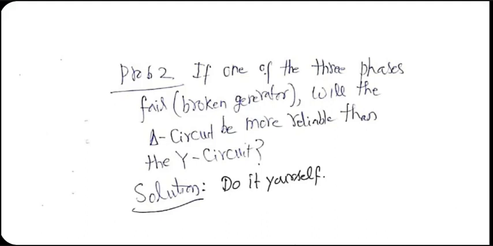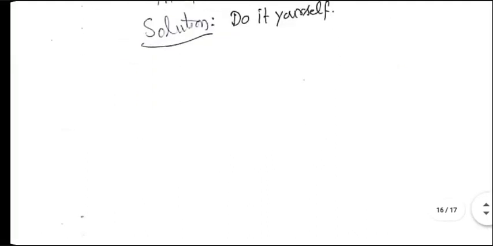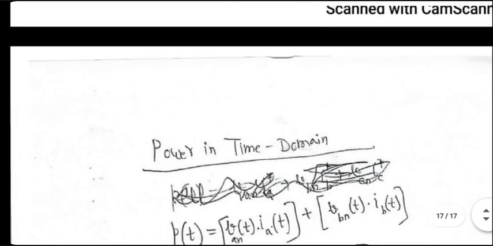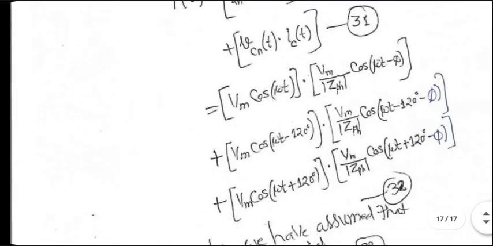Problem 2. If one of the three phases fails, broken generator, will the delta circuit be more reliable than the Y circuit? You think about it. I think I have a solution somewhere in some other document. So we'll look at it later. For this, you can forget. It's a repetition of some page, I think.